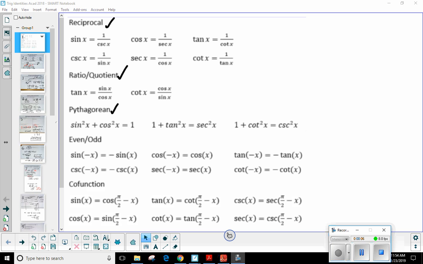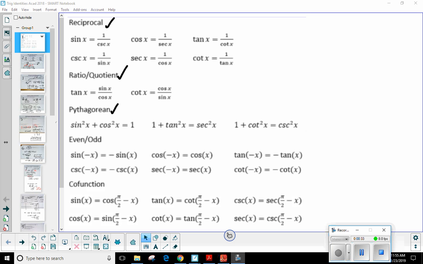Yesterday we did finish up the notes, and I went ahead and introduced the even and odd identities, as well as the cofunction identities. Remember, there was only two even trig functions, cosine and secant. The negatives basically disappeared. For the odd, the negative can be pulled to the front. And then we have the cofunction identities, which really won't be as important to us right now, but in a couple of sections when we look at the sum and difference, that'll play a bigger part.